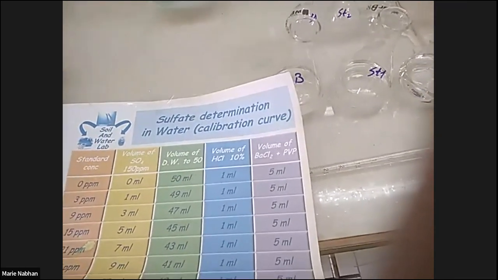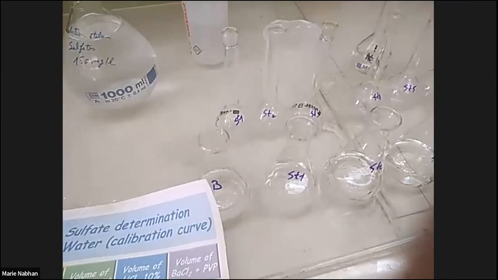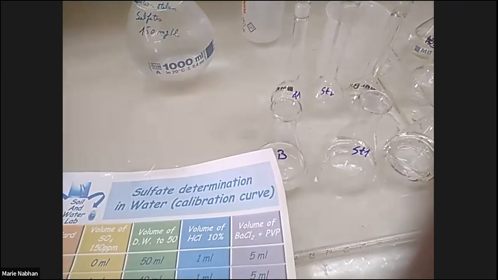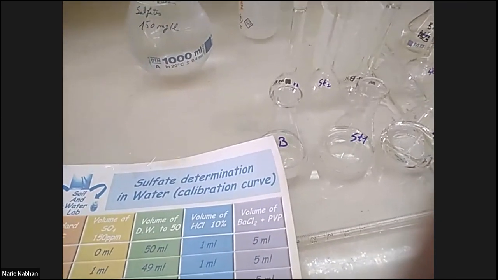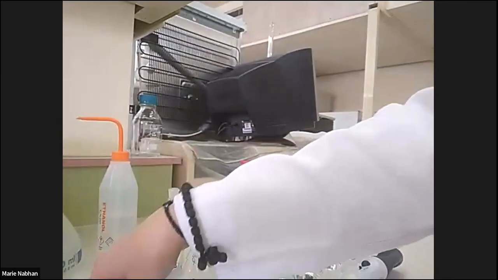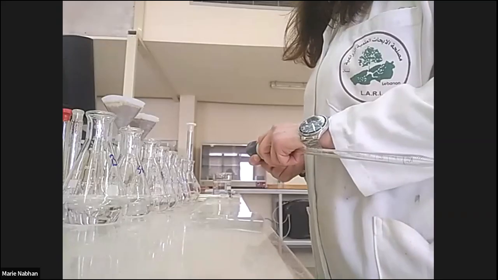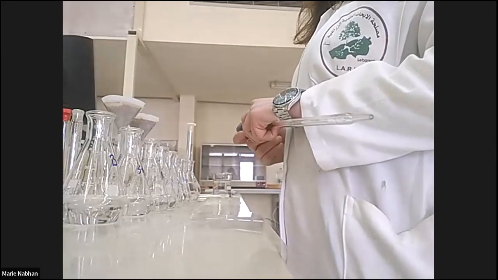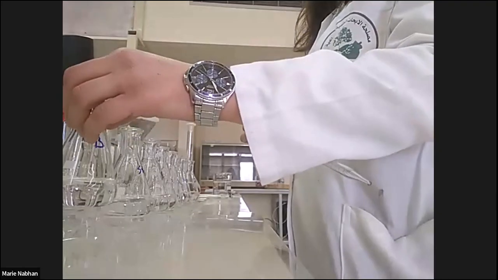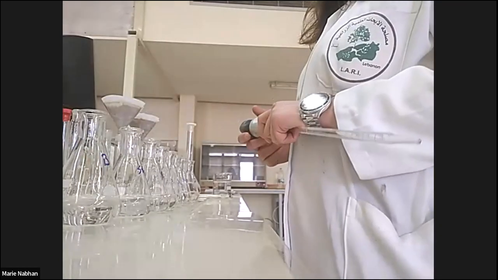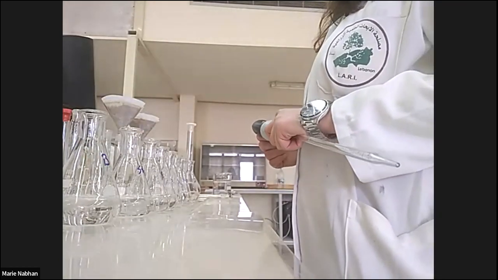In 50 milliliter flasks, with dilution with water, the final volume is 50 milliliter. So we prepared it, and we also took 1 blank, 50 milliliter of distilled water.